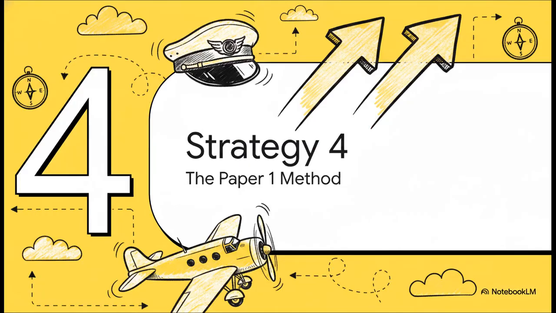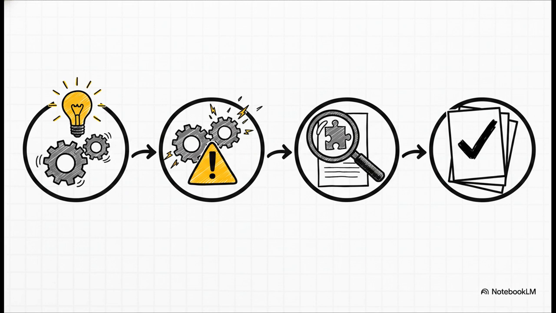Strategy 4, the paper 1 method. This gives you the exact Captain Aero method to conquer your final hardest exam, navigation. You must learn every single nav aid in a very specific sequence. First, fully grasp the working principle. Second, understand the errors and failure modes. Third, figure out exactly how those errors manifest as exam questions. And fourth, and only fourth, attempt past questions. If you follow this flow, you can literally reason through any variation.